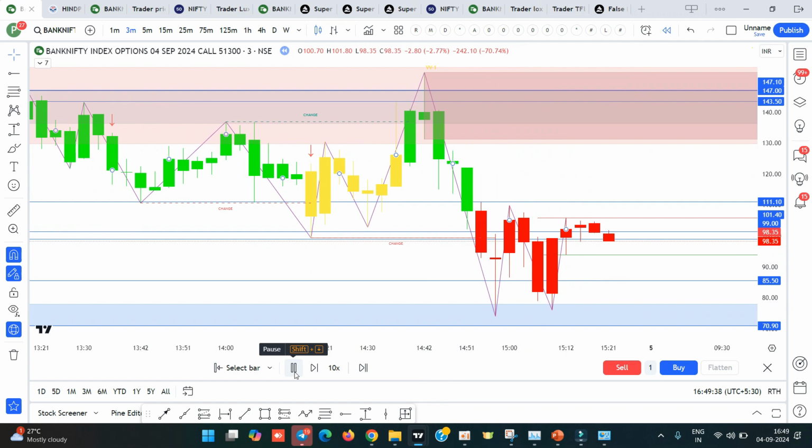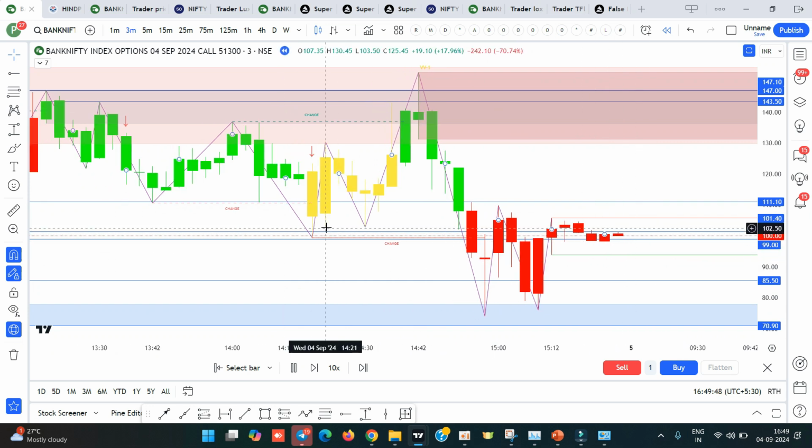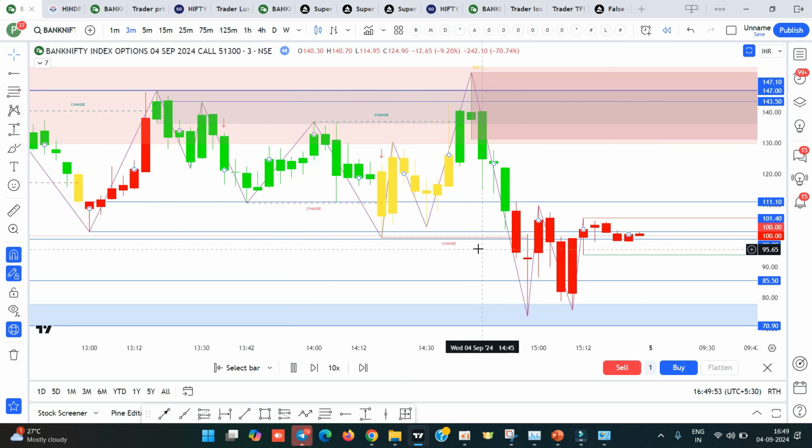After that, what happened? Prices went sideways, went in some buying area, came up again, closed around 100. So we had kept our stop loss around 99. That is the level where close has happened. It doesn't matter when candle closes here, we have to exit, and that was the end of the trade.